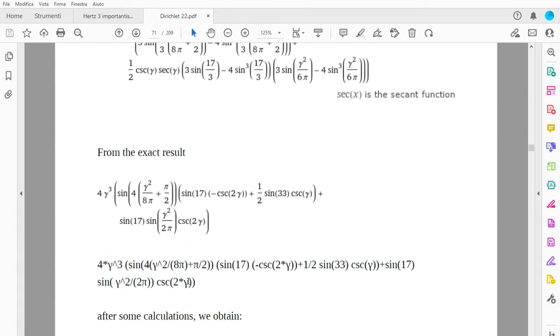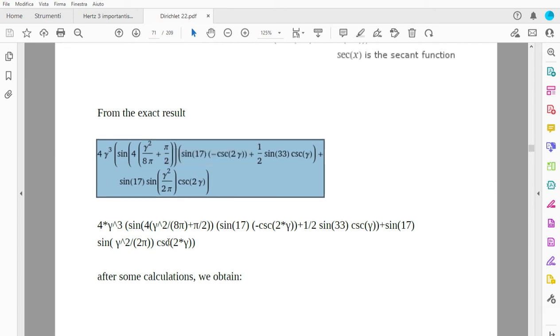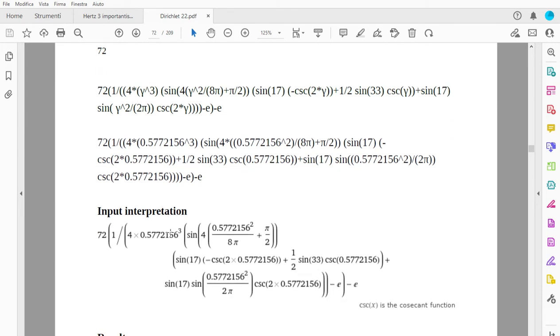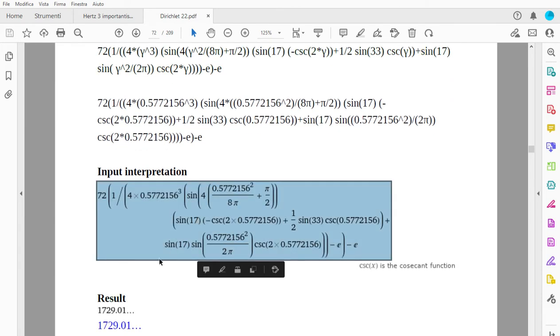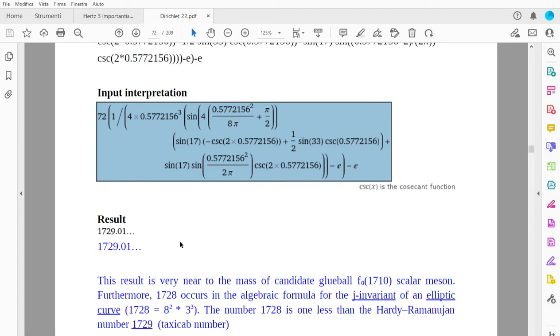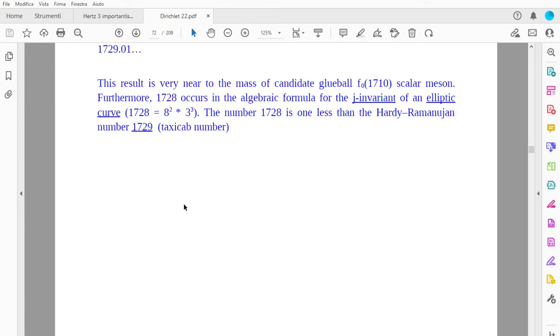Now, from the above exact result, after some calculation, we obtain this expression that gives this result. Practically, a result that is very near to 1729, as above.